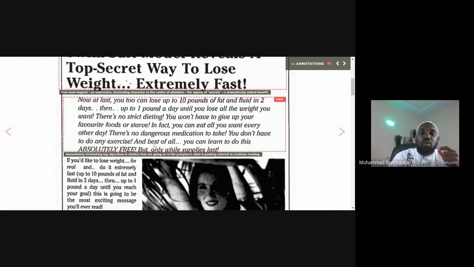You don't have to do any exercise. People don't like doing exercise. And the best of all, you can learn to do everything absolutely free, but only while the supply lasts. So you see, he's talking about "while the supply lasts." What does it mean? It means you should read it now. If you wait later, you may not get it.